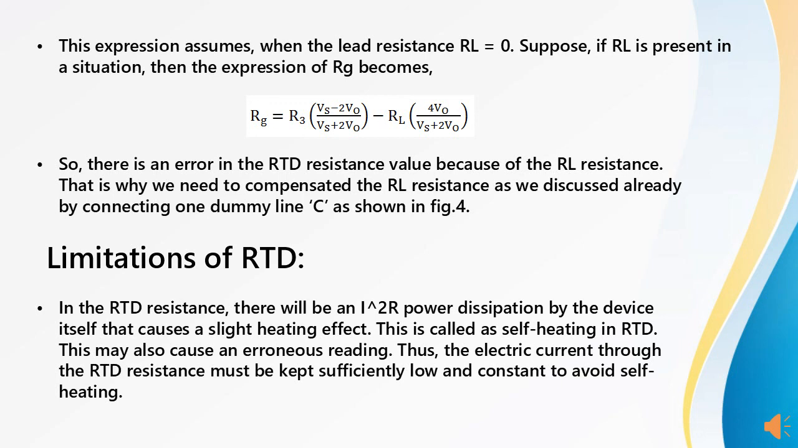So if there is an error in the RTD resistance value because of the RL resistance, that is why we need to compensate the RL resistance, as we discussed already, by connecting one dummy line C as shown in the figure.